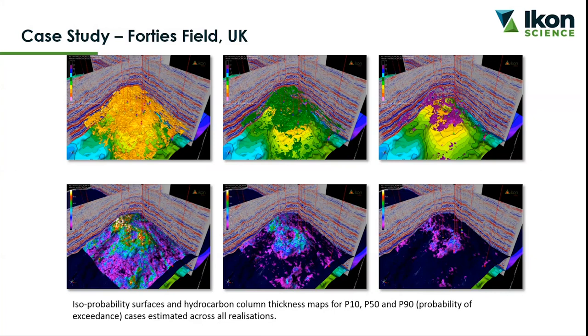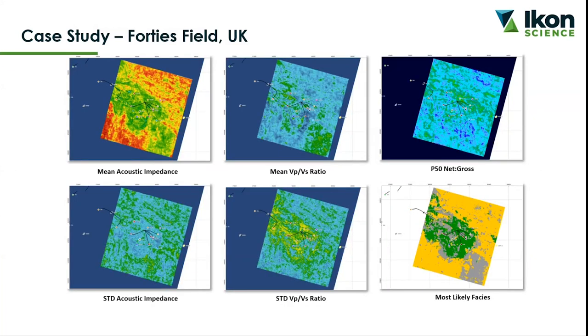areas of certainty. If we look at the elastic properties on a slice just below the top of the reservoir, we have the mean impedance, we have the mean VPVS ratio, and the P50 net to gross. Now, what we'll also have is our most likely facies map. But just because we have this facies map doesn't mean that we could plop a well anywhere across that structure and have a good result. This result needs to be interpreted alongside the uncertainties.